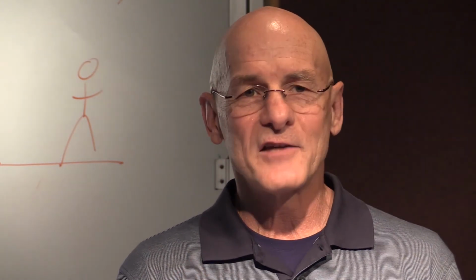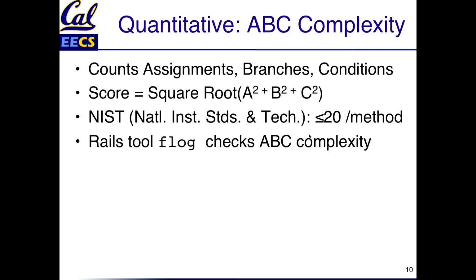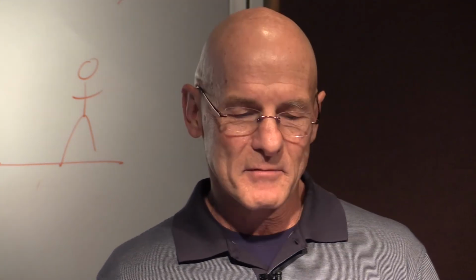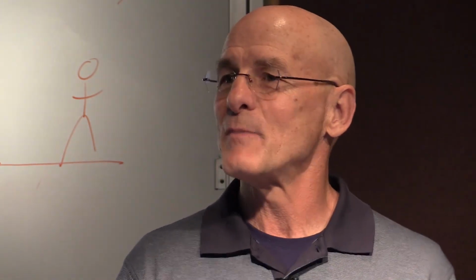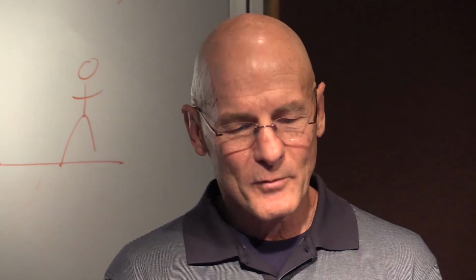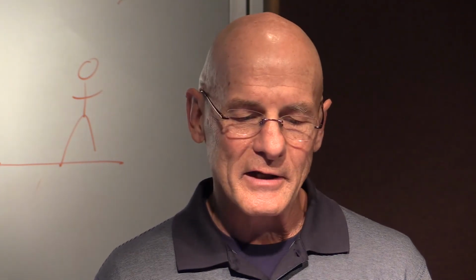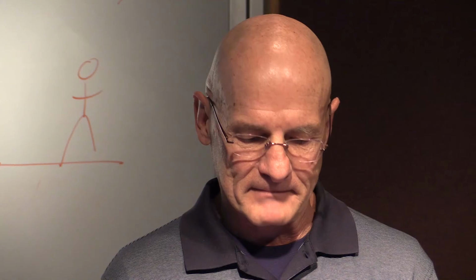And believe it or not, the National Institute of Standards, which seems like it has plenty of other things to work on, has come up with a cutoff for government contracts about what you have to do to make your method not too complicated. So the square root of all that has to be less than 20 for a method to be government approved. And Rails, of course, because it's easy to build software, and you're building software for programmers, programmers make tools for programmers. So there's a program called Flog that will automatically calculate your ABC complexity for Ruby methods.